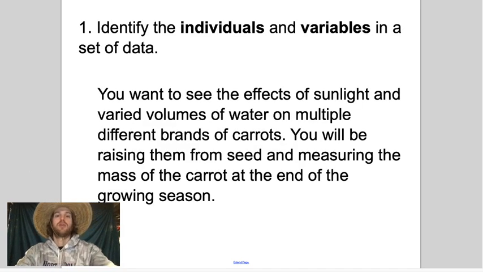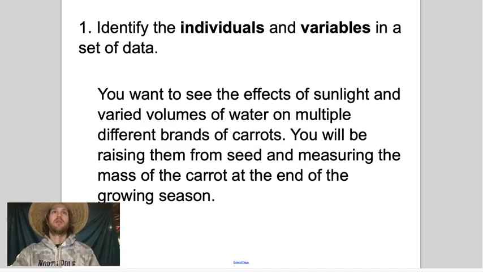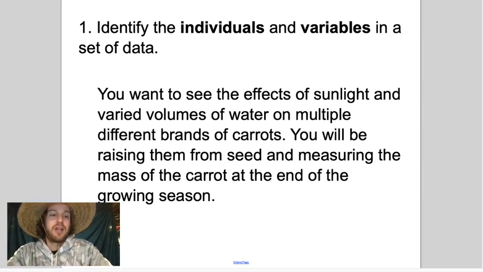All right, moving on here. Number 1, identify the individuals and the variables in a set of data. So let's look at a study here. You want to see the effects of sunlight and varied volumes of water on multiple different brands of carrots. You'll be raising them from seed and measuring the mass of the carrot at the end of the growing season.